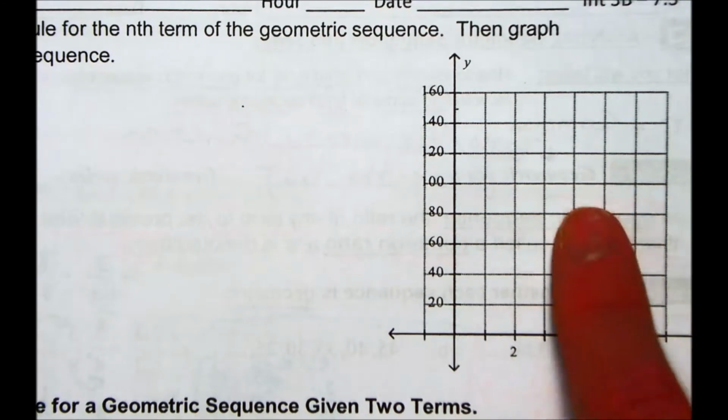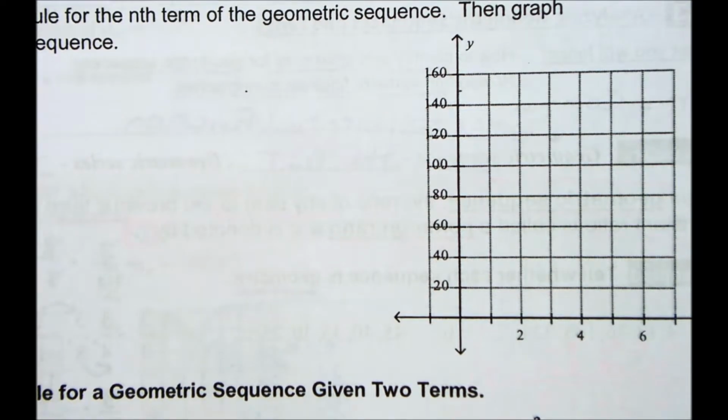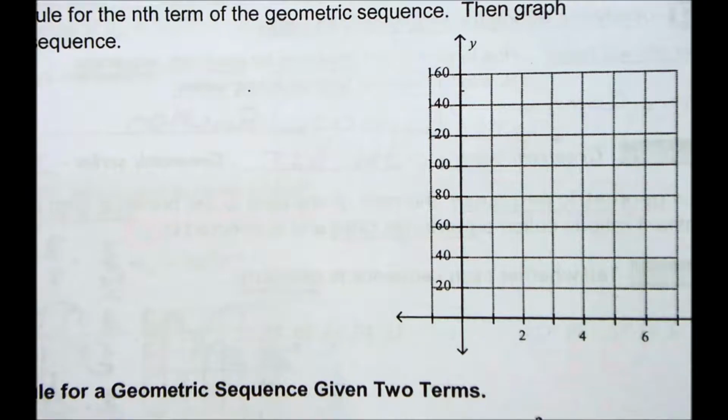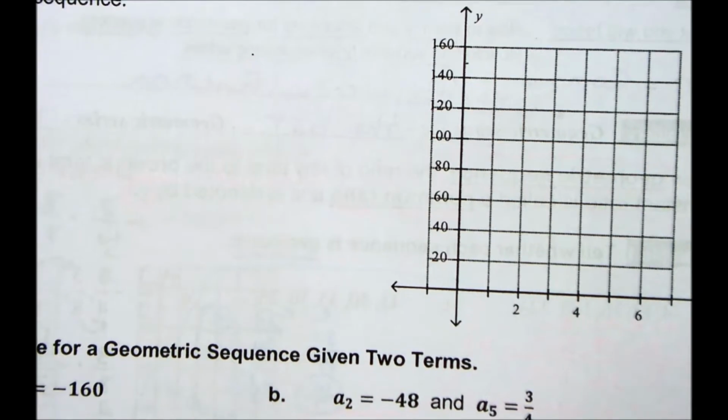When you are graphing, though, remember this is not a continuous function. So there are going to be 6 points on the graph, and they are not connected.